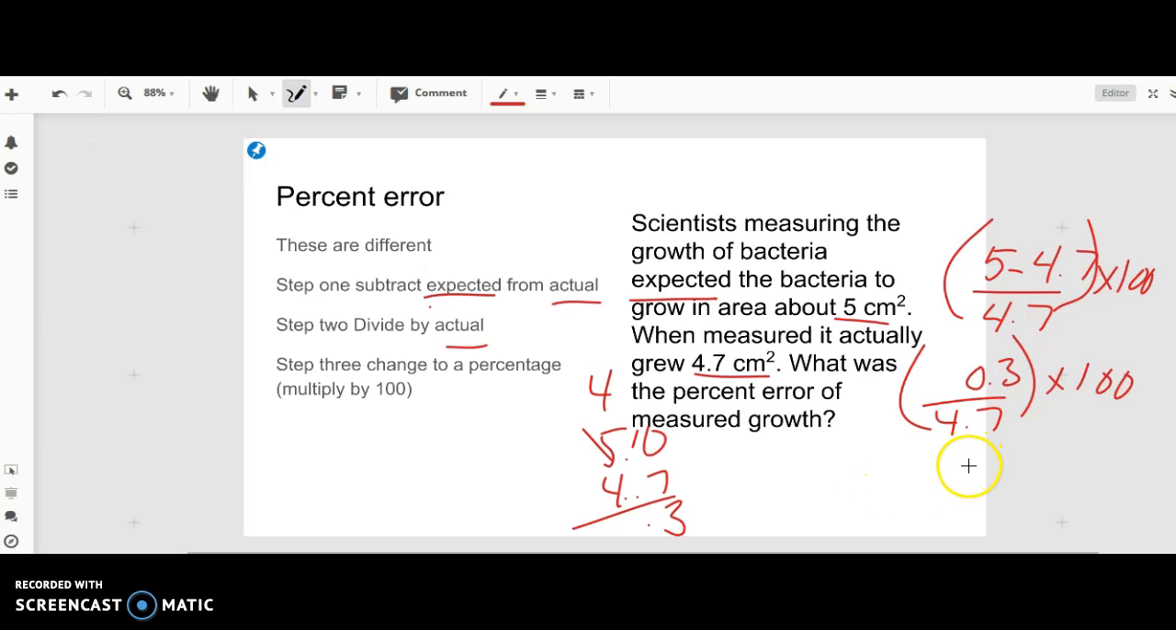0.3 divided by 4.7 is 0.06382978. I'm just going to stop right there. 0.063 rounds to 0.06 times 100. I'm going to move this decimal point 2 places over, so I have 6%. So what was the percent error in the measured growth? 6%.